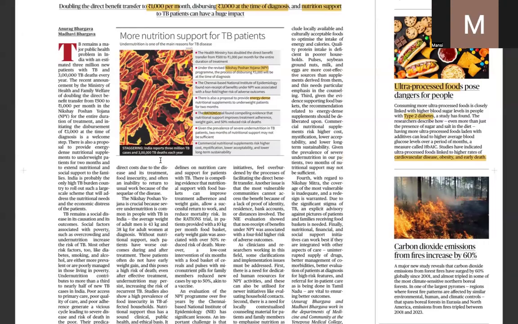So India reports 3 million TB cases, means 30 lakh TB cases. And out of that, we see 3 lakh TB deaths each year. So 10% is the death rate.